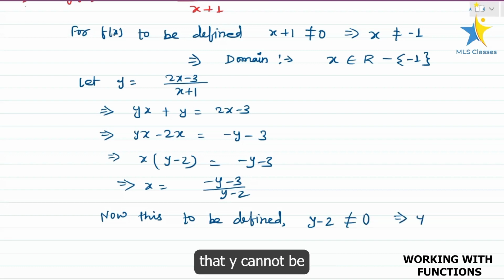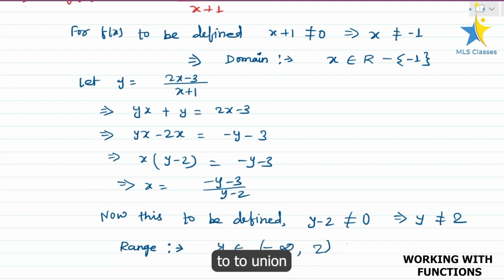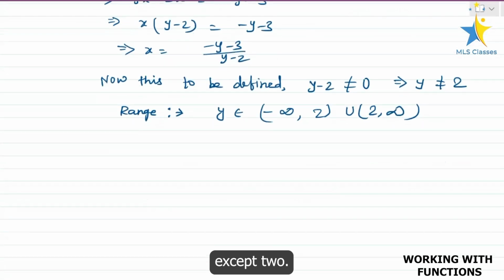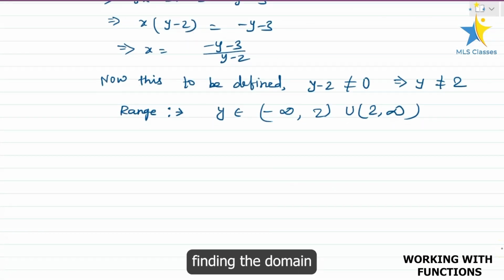This implies that y cannot be equal to 2. So we can say the range will be, see, that was one of the representations. We can also write it this way: y belongs to negative infinity to 2 union 2 to infinity, or we could have written it that way also: y belongs to R minus just 2. So y belongs to all real numbers except 2. So this is how we will be finding the domain and range of any rational function.